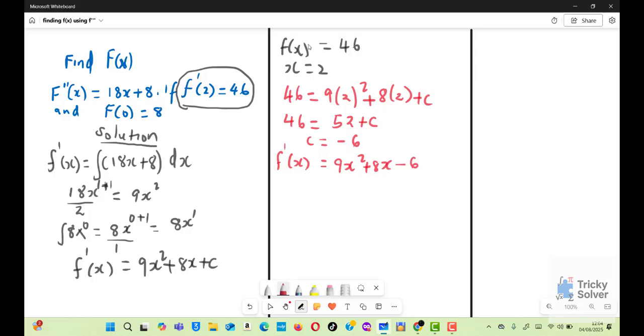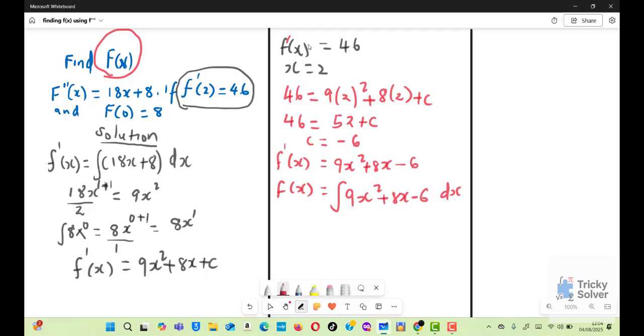Having said that, this is f prime of x, not f of x. To get the original function, which is f of x, we need to integrate the first derivative, which is the new function we got now. So f of x, the original function, is the integral of 9x squared plus 8x minus 6 with respect to x. So we integrate with respect to x.